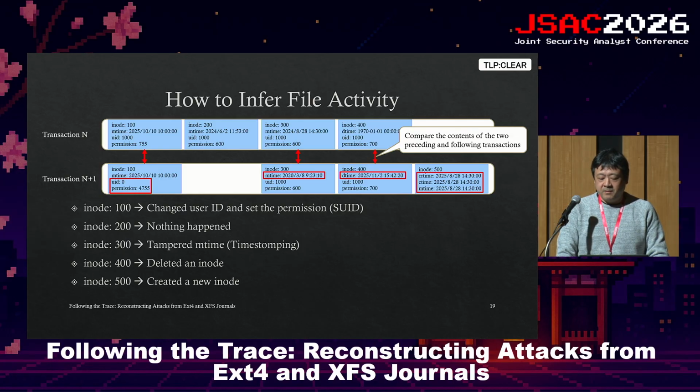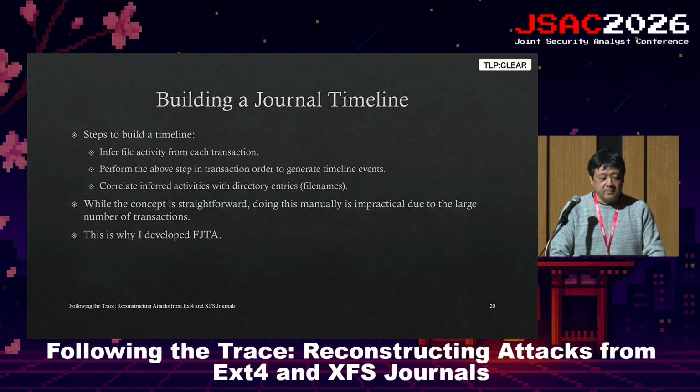For inode 300, since the time has been wound back, there's a possibility of time stomping. Inode 400, since dtime was set, we consider the inode to have been deleted. Inode 200 is not recorded in transaction n+1, so no operation was performed. Inode 500, since the timestamps are all aligned, we can infer that it was newly created.